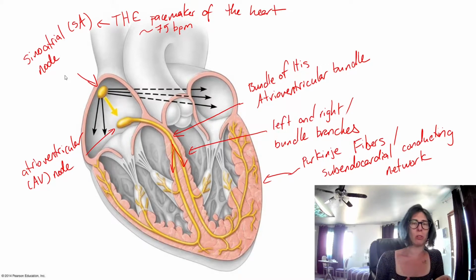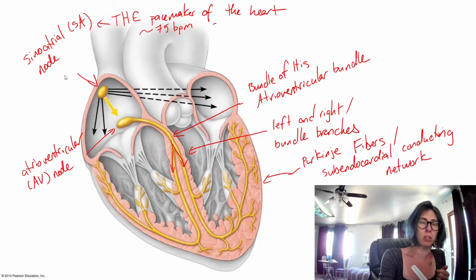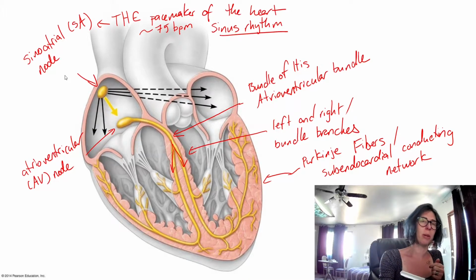When the Sinoatrial node is setting the rhythm of the heart as it's supposed to do, we call it a sinus rhythm, and that's normal. A normal sinus rhythm. So the Sinoatrial node will generate action potentials, pass them to the atrioventricular node, which then passes it down the atrioventricular bundle, down to the left and right bundle branches, and to the Purkinje fibers.